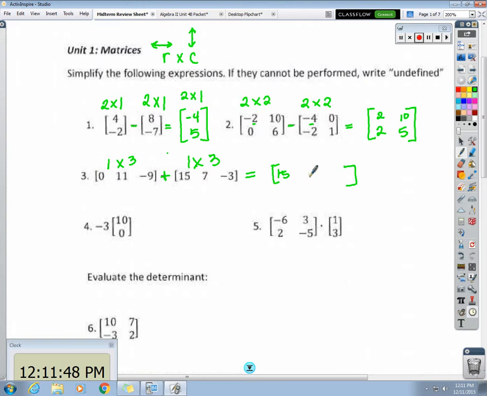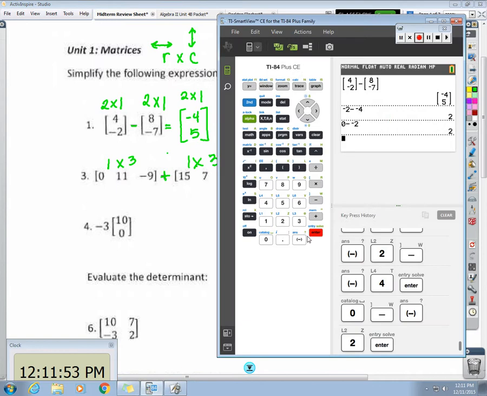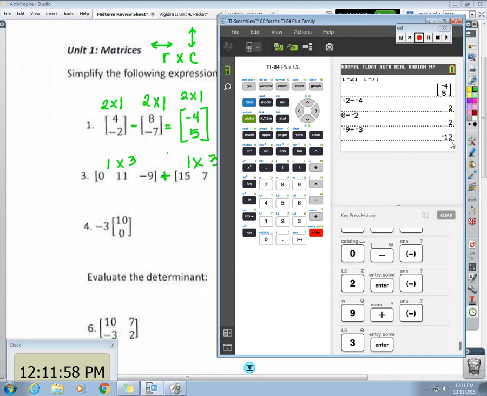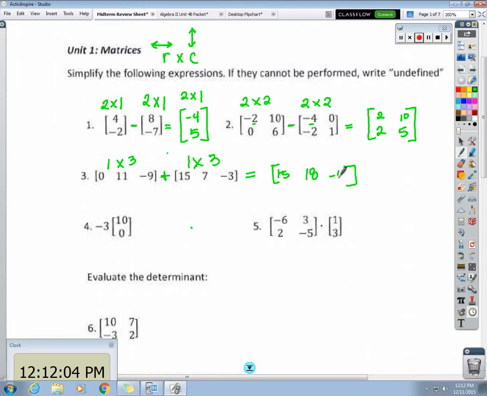11 plus 7 is 18. Negative 9 plus negative 3. Say you're not sure, you use the calculator. Negative 9 plus negative 3. Okay, don't get something wrong like that because you were too lazy to pick up the calculator. If you're not absolutely sure that negative 9 plus negative 3 is negative 12, then you should type it in. Okay, do not just guess.